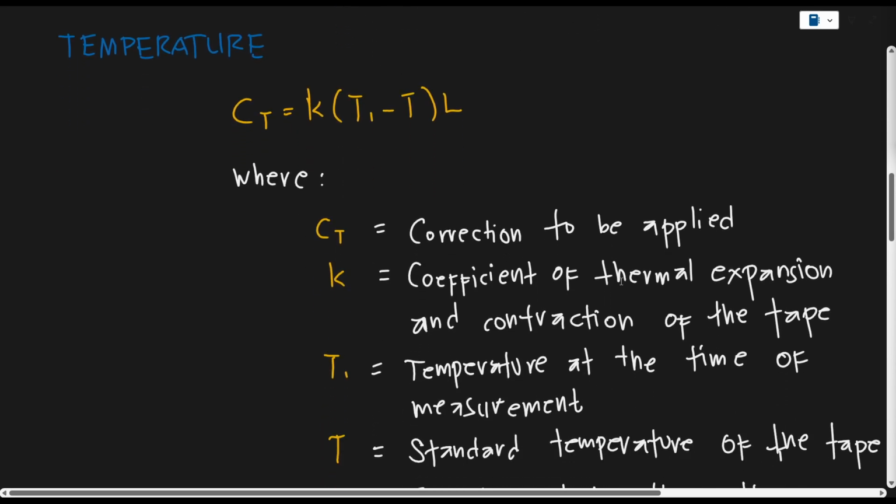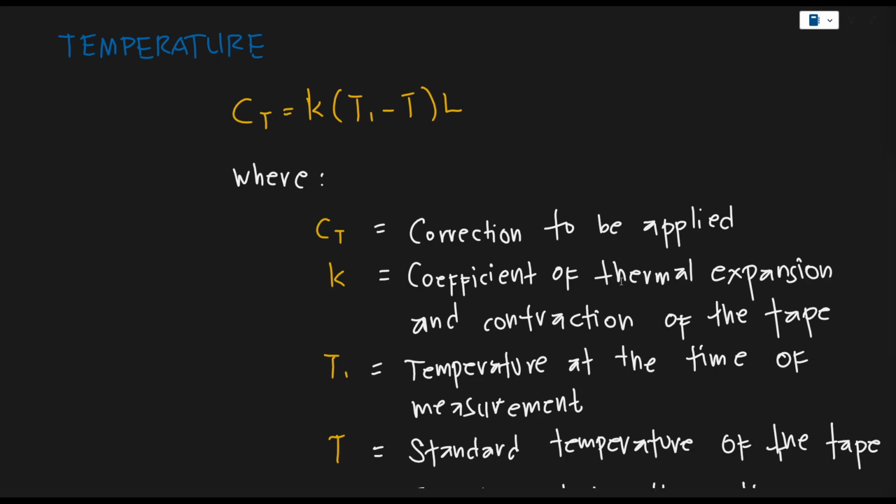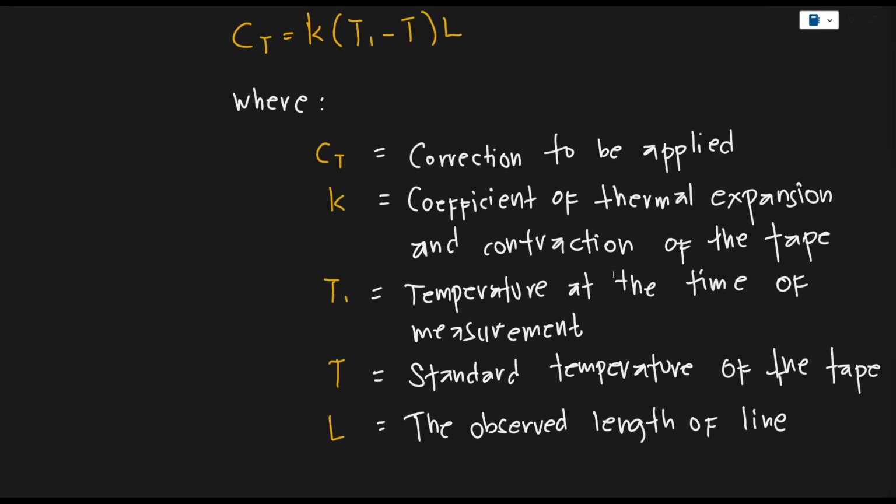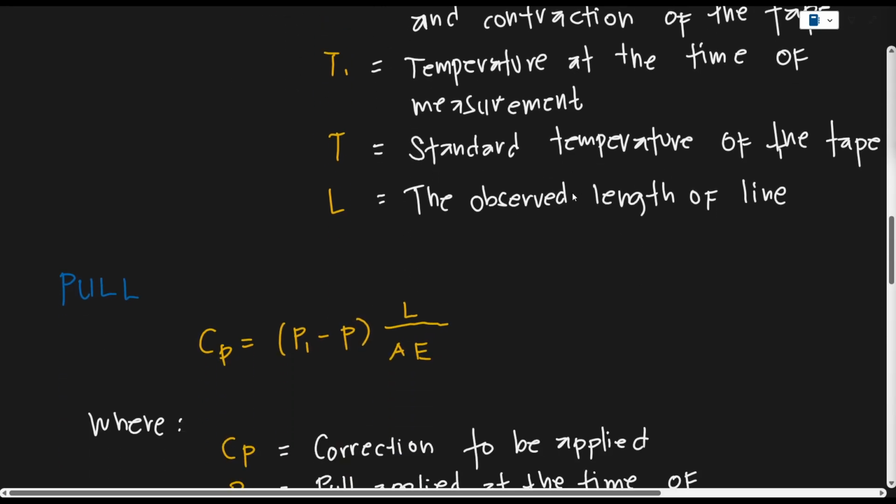We have temperature. The correction due to temperature is equal to K times T1 minus T multiplied by L. So of course our CT is the correction to be applied, correction due to temperature. We have K, coefficient of thermal expansion and contraction of the tape. This is given in the problems that you'll be solving. And then T1, temperature at the time of measurement. Okay, and T is the standard temperature of the tape, and then L is the observed length of line.